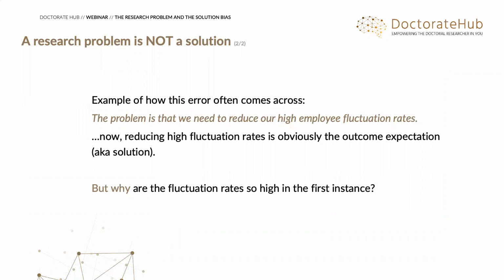Now, an example of how this error often comes across. The problem is that we need, now you can add whatever. In this case, you need to reduce our high employee fluctuation rate. So you already come in with the outcome expectation, the bespoke solution, you want to reduce fluctuation rates. But why are the fluctuation rates so high in the first instance? I mean, what is the real problem here? This should be the question or the problem to be looked at.